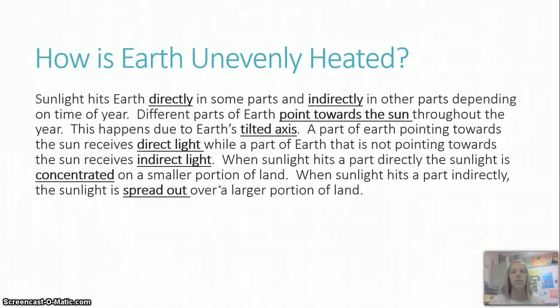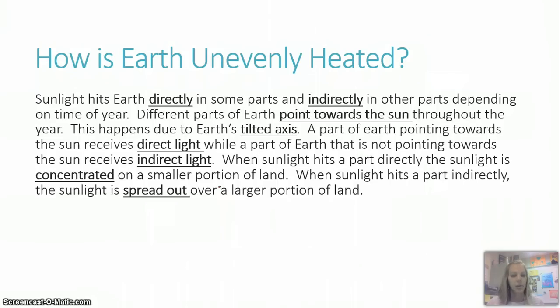In order to understand global winds, we have to understand how the Earth is unevenly heated. So I'm going to read you this paragraph as you fill in your notes, and then we're going to use two diagrams, which are also on your notes, to help explain what this paragraph is really talking about.